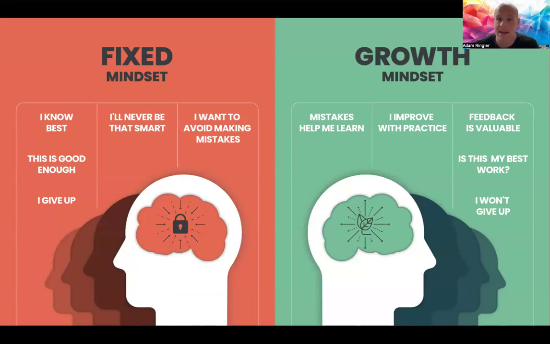So on the left-hand side is fixed, on the right-hand side is growth, and just some commonalities when you start thinking like generalizations. On the left, I'll never be that smart. I want to avoid making mistakes. This is good enough. I give up. I know best. I'll never be able to improve that. This is how I was.